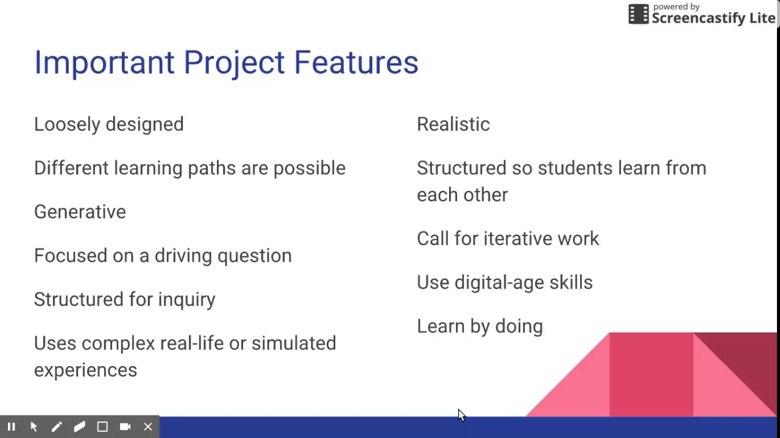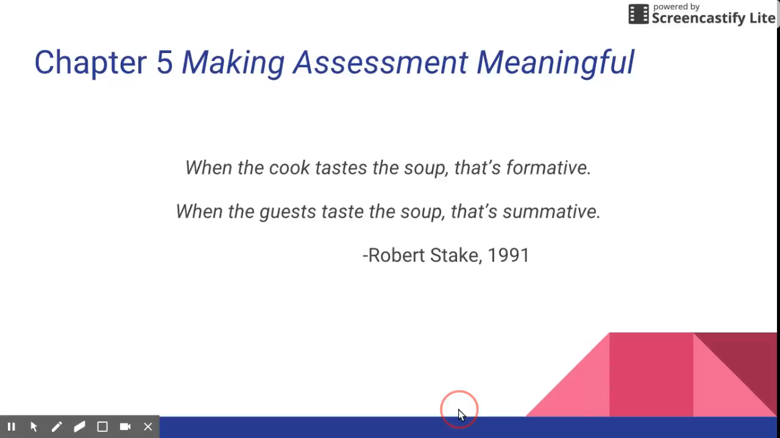We also want them to use those digital age skills, especially looking forward to the future. We want to make sure that they're communicating, that they're using project management, and that they're really using technology to their full focus. And of course, learning by doing. We want our students to get really hands-on. Most of us learn by doing.